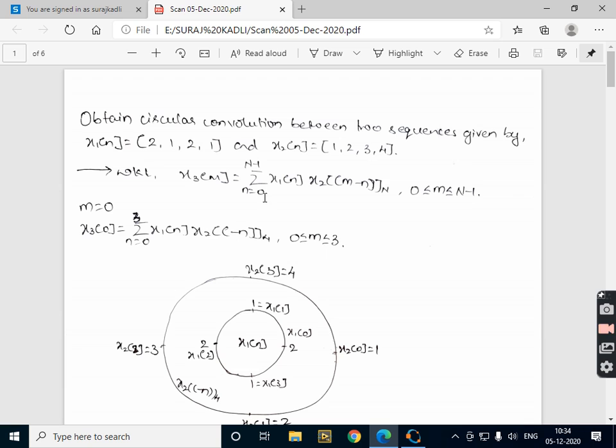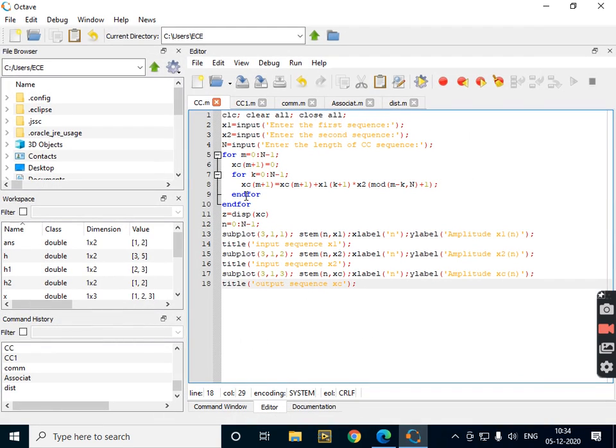First index is varying from 0 to n minus 1 over this summation. First index is n. And second index is m, which is also varying from 0 to n minus 1. So we'll be using two for loops to define both of these indices m and n. We have changed the terminology in our program, and then we'll implement the addition of these partial product.